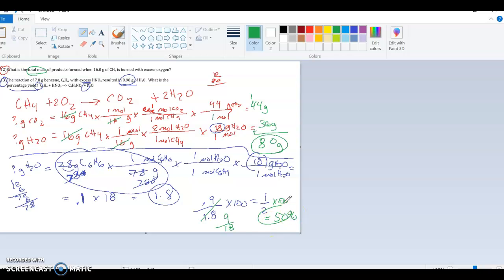I'm going to do my calculator on the side here just to be sure. Divided by 1.8. Yeah, I did a good job. Okay, perfect. So 50% yield.